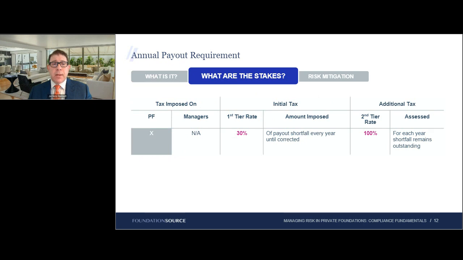Note that there is a 30% penalty payable by the foundation on any shortfall, but there are no manager level penalties. And as with several of the other foundation compliance rules, this penalty too will be relentlessly reassessed each year until the violation has been corrected by making up the shortfall and making certain special elections on the foundation's annual return. And if it's not timely corrected, the penalty again can increase as much as 100% of the shortfall.